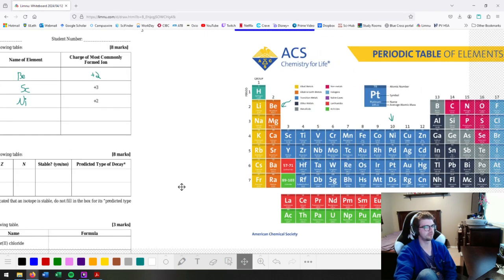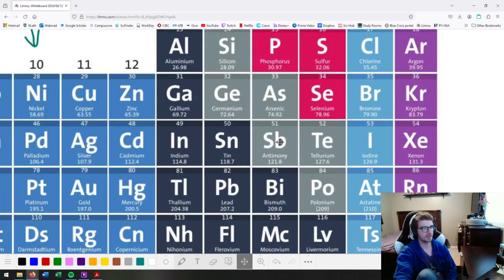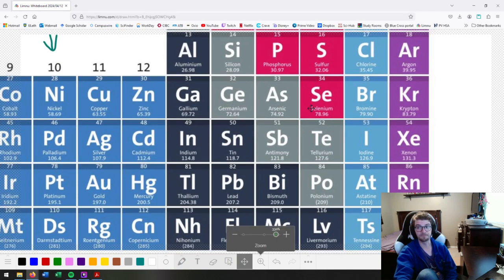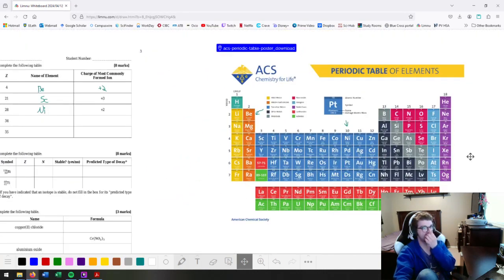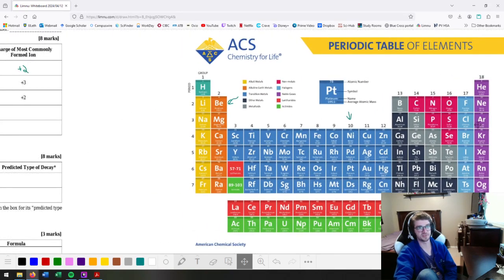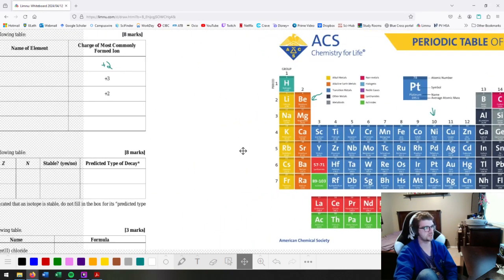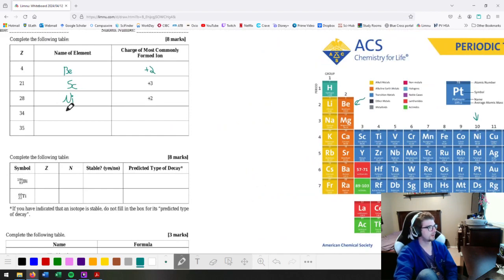Okay, so Z of 34 puts us at selenium. So selenium is in group 6 or group 16, depending how you count it. Oh, that's a nice S. There we go. Let's try that again. There we go. So that is the element selenium, and its most commonly charged ion. I cannot say that phrase, and I'm going to stop trying.